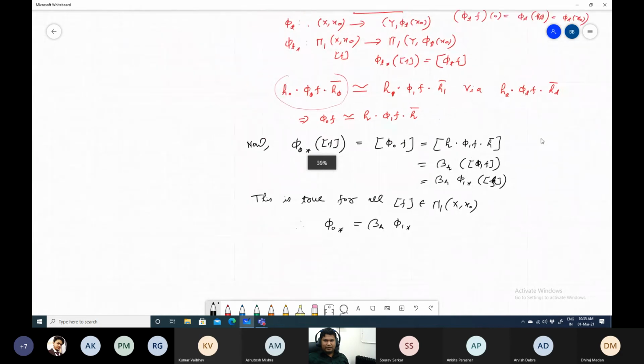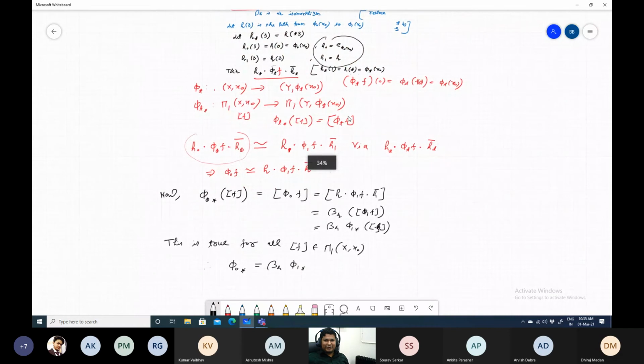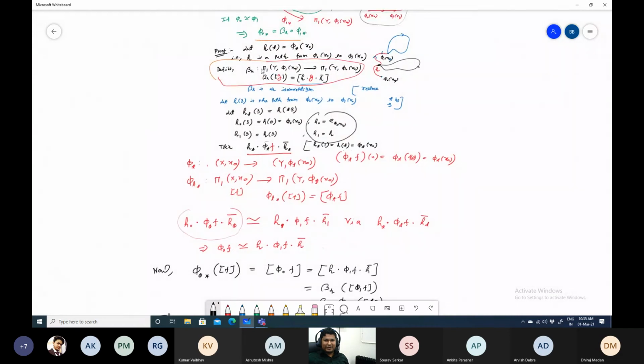I made it complicated by introducing this one. Now I got confused here actually. So here I use the same f, and then when I was writing here, I got confused with that f. I thought this f is same as this f. This is not actually.